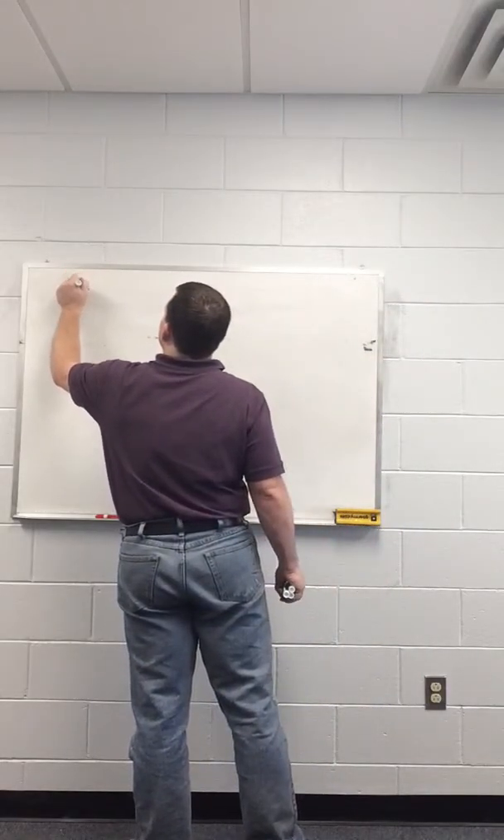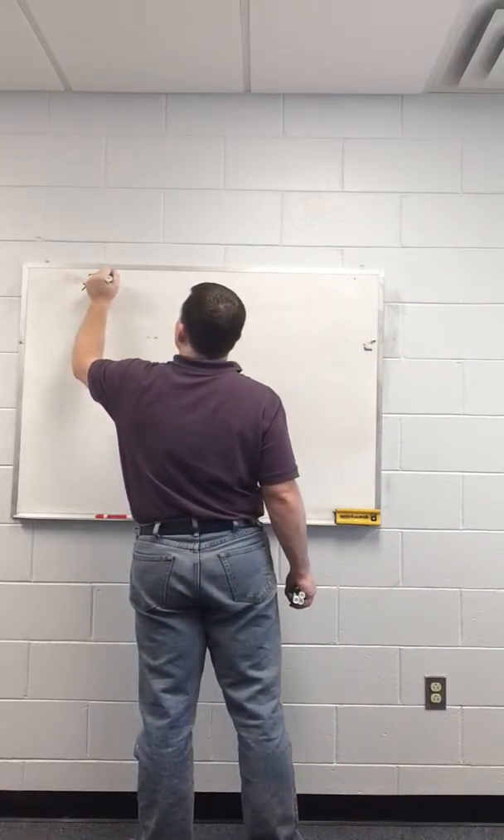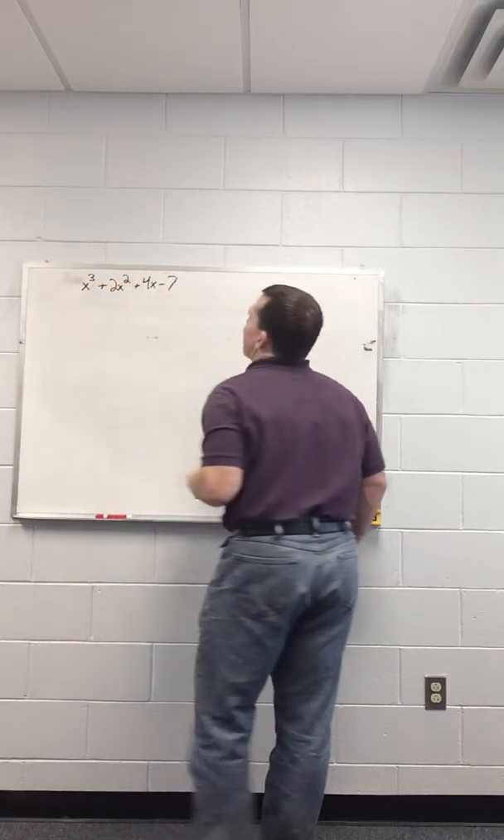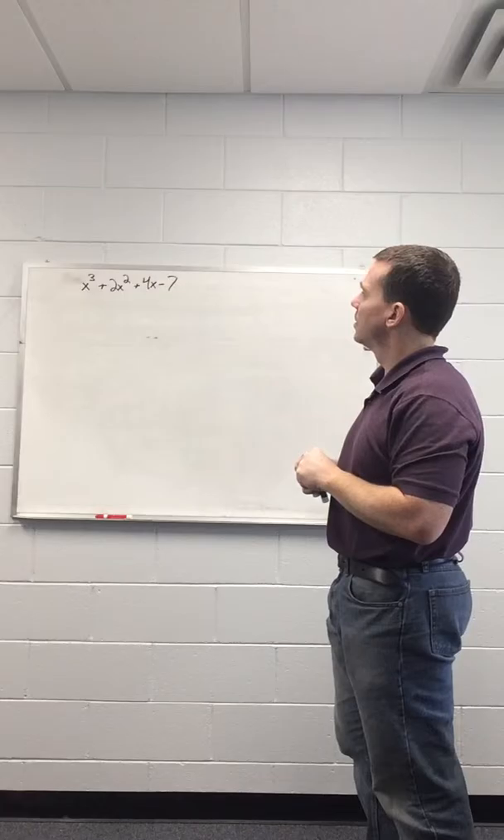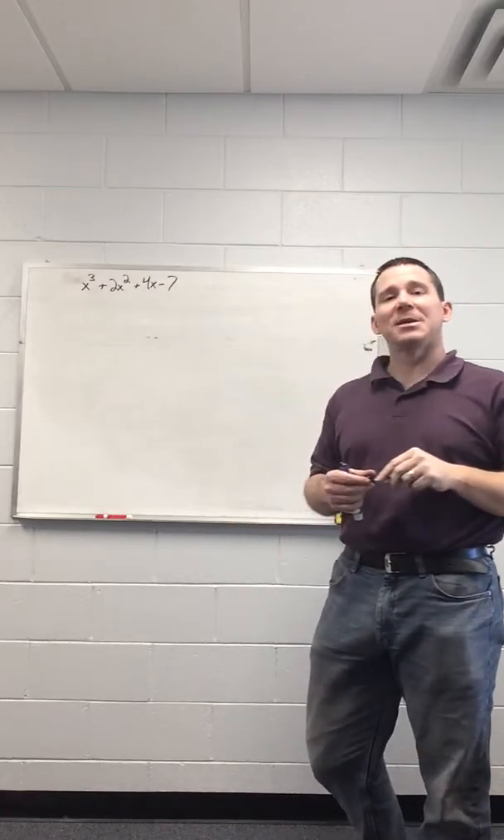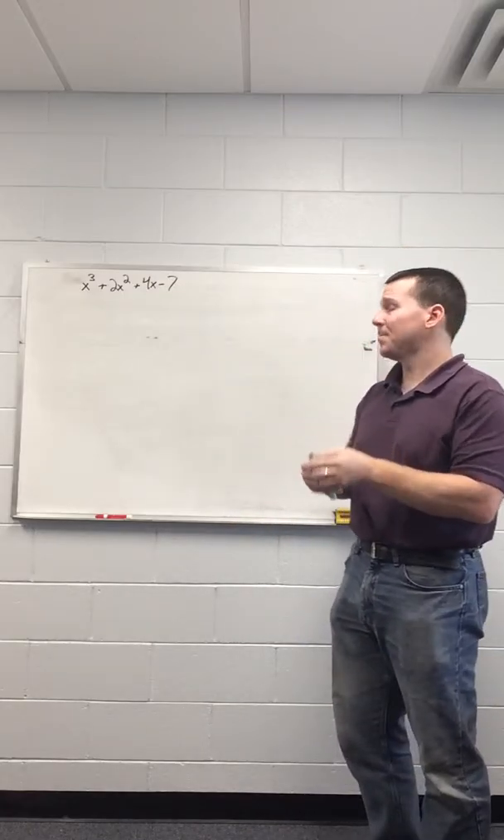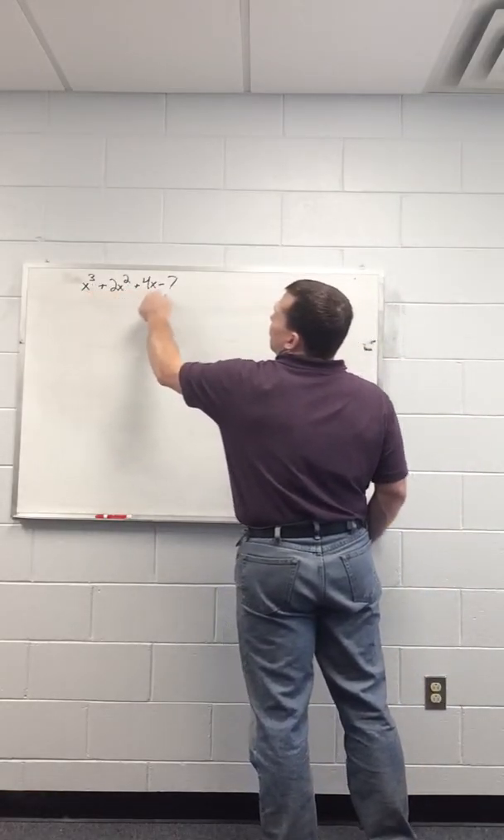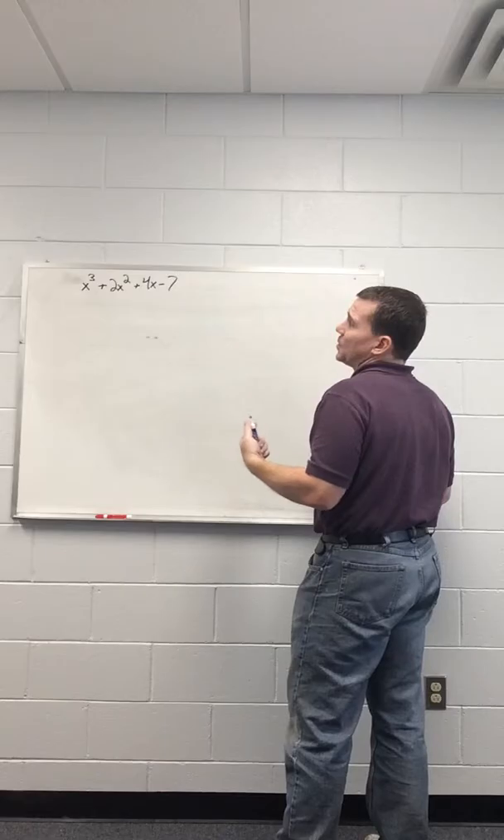So suppose we have x cubed plus 2x squared plus 4x minus 7. I want to find the zeros of that. I know there's 3 of them. So I start saying, 1, 2, 4, and 7. All my coefficients are integers.